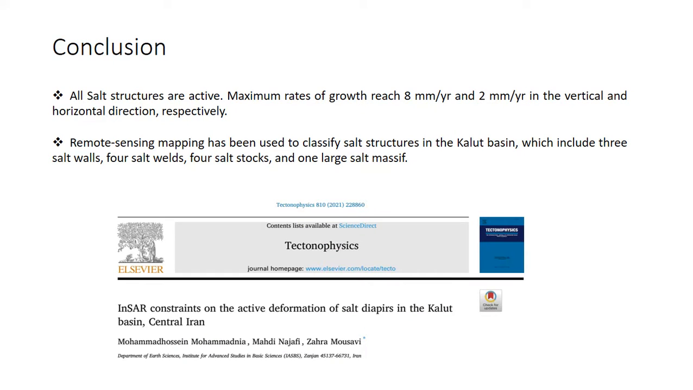In conclusion, all salt structures are active in this area. The maximum rate of growth reaches 8 and 2 mm per year in the vertical and horizontal direction respectively. And the remote sensing mapping has been used to classify salt structures in the Kalut basin, which include 3 salt walls, 4 salt wells, 4 salt stocks, and 1 large salt massif. For more details, you can have a look at our paper.